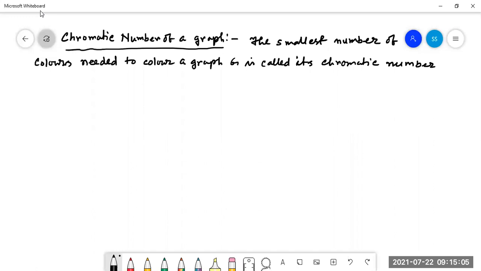Chromatic number is denoted by chi G. This is the chi. That is, we get chi G. It is denoted as chi G. So chromatic number means the smallest number of colors which is required to color a graph.